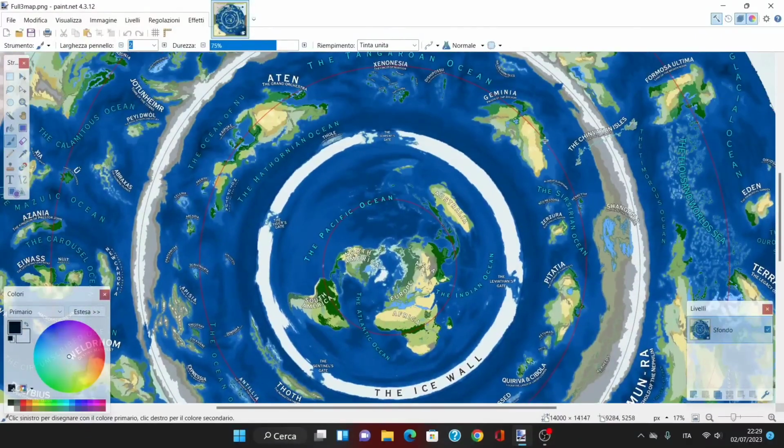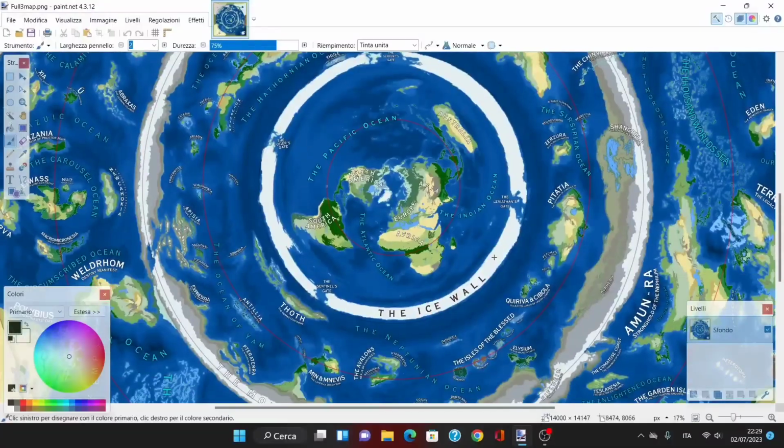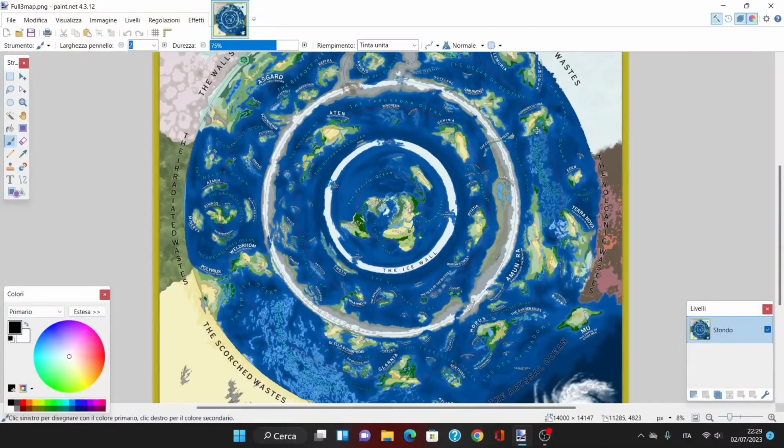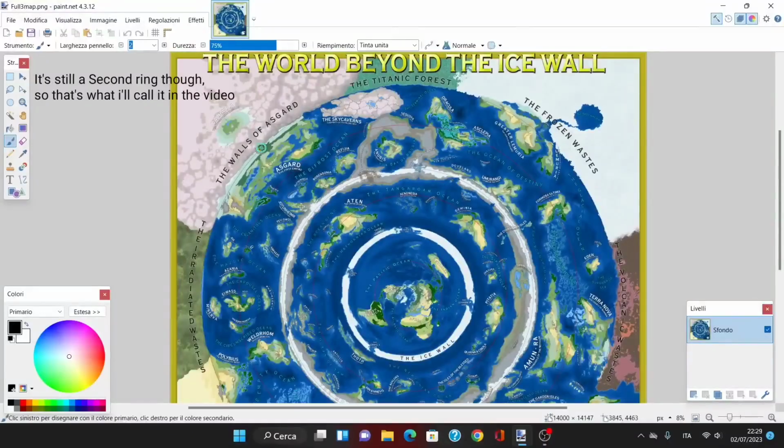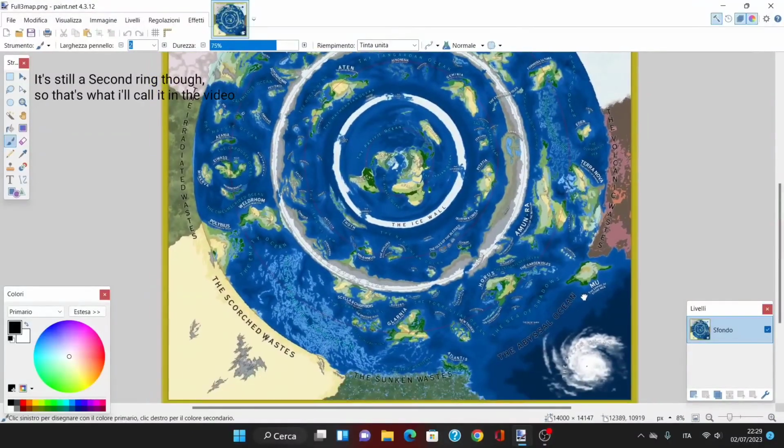that we already discussed in great detail in the Beyond the Ice Walls series, and then as you can see there is a second ring, outside of the original second ring. In this case you could call it a third ring, which is why the map is called the third map. And this third map is amazing.